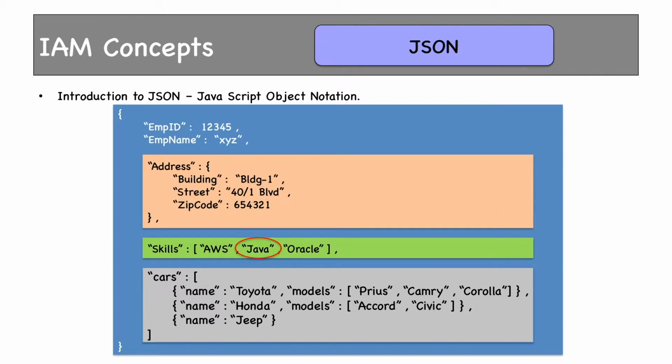To access this second element of this key skills, the element should be mentioned along with its index. In this case, the first element has an index of 0, second element has an index of 1 and third element has an index of 2. To access Toyota, which is a value of a key of the first document element of cars array, this should be used because this is the first element of cars key. So cars square bracket 0 and then dot name.